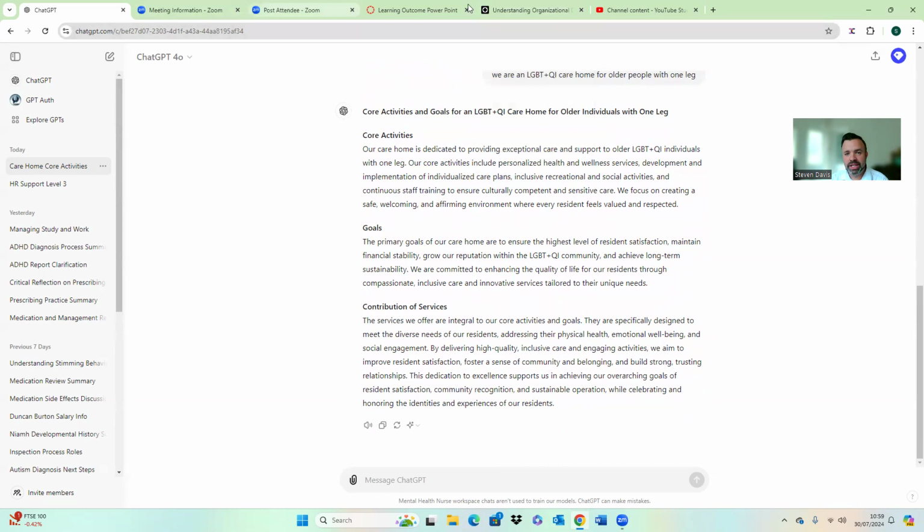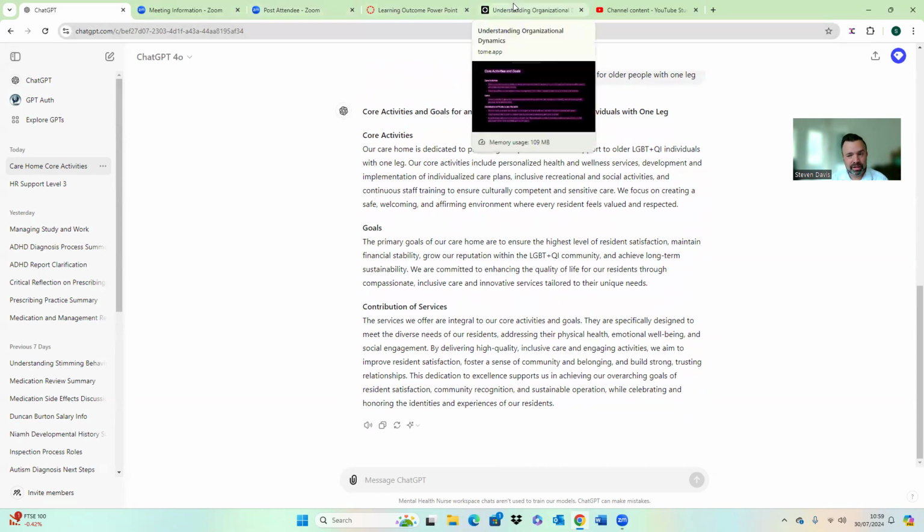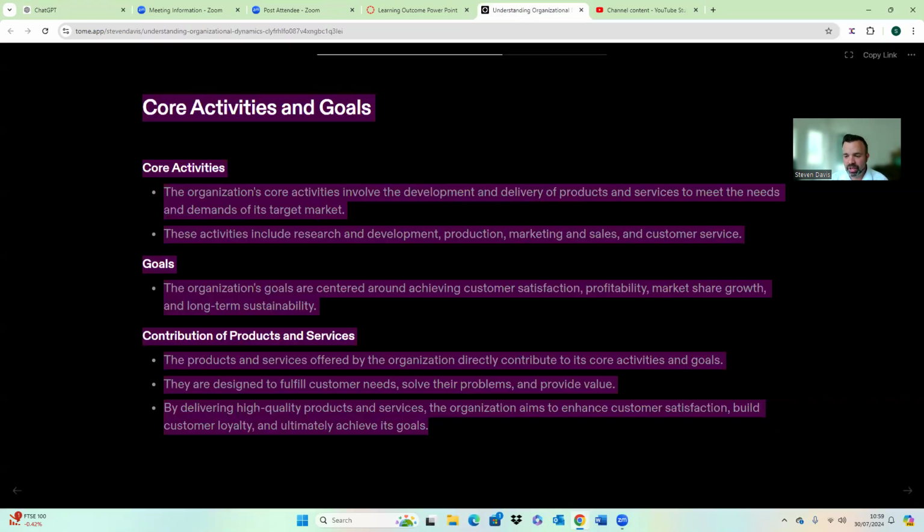So ChatGPT creates anything. And again, we're going to be using ChatGPT for a lot of stuff. Job descriptions, AI, specs, statements of purposes, you name it. We're going to be using it.